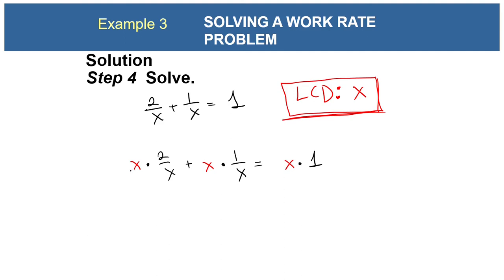Let's see what cancels out. The x disappears, and now we can simplify. I have 2 plus 1 equals x. And of course 2 plus 1 is 3, so x equals 3.